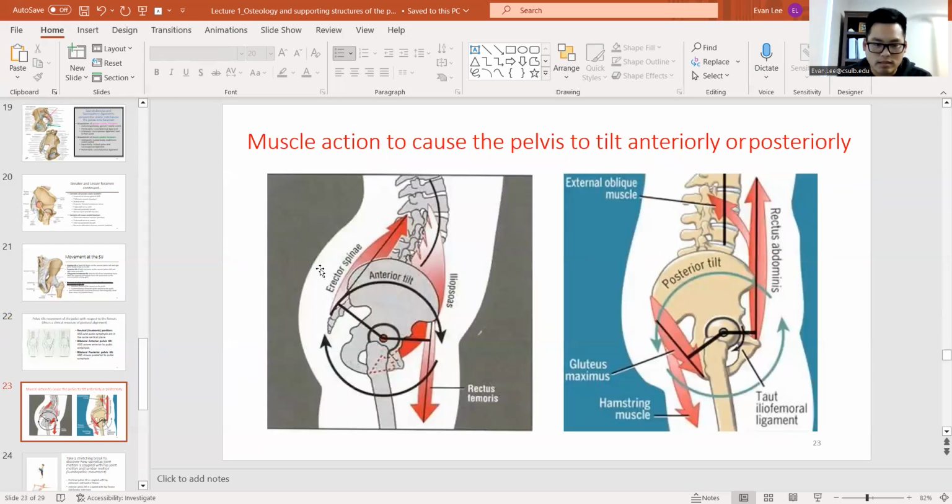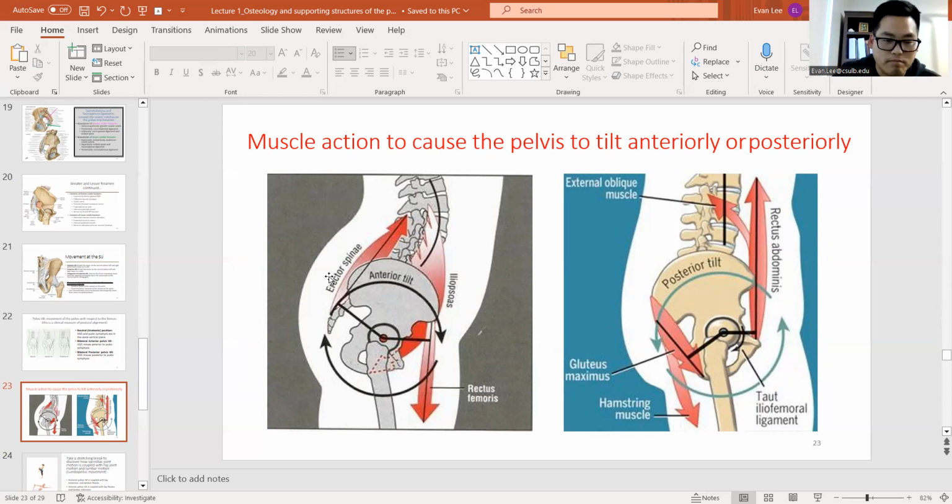And there are muscles that pull on these different bones or these different parts of the bones to do so. So kind of like the scapula, it's really the same thing, but if you look closely, here is your rectus femoris, one of your quadriceps muscles. It's going to pull the front downward to cause anterior tilt.